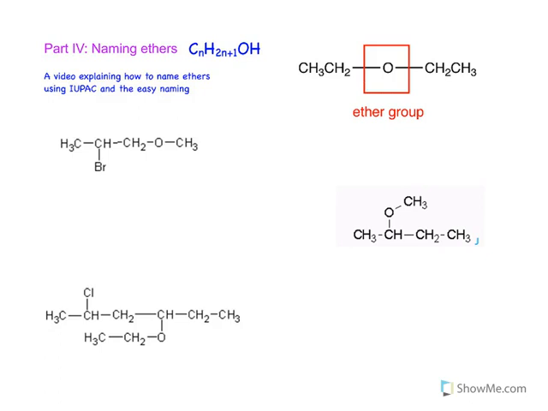In this video tutorial, I am explaining the rules of naming ethers. The functional group, the general formula of ethers is CnH2n+2O, and they have a functional group R bonded to O and then bonded to R', or they could be different alkyl groups. So it's O in the middle, the ether group, an O bonded to two carbons, one on each side.